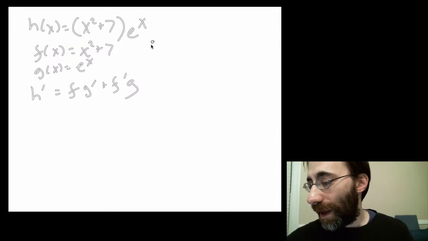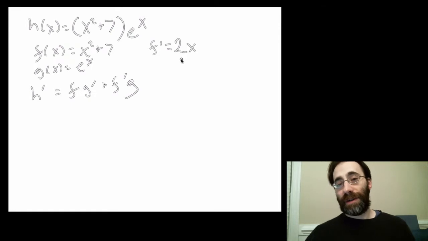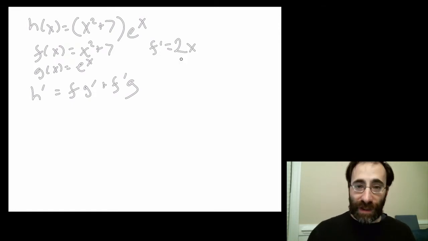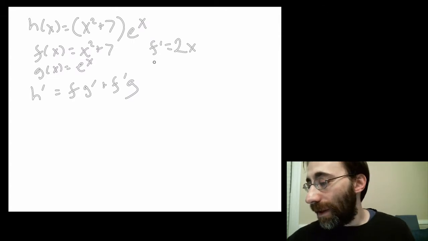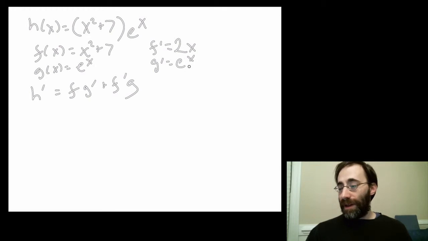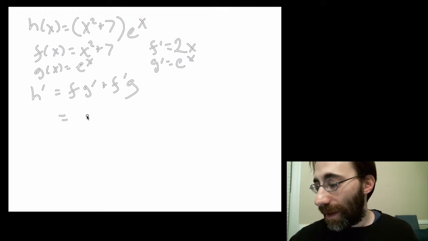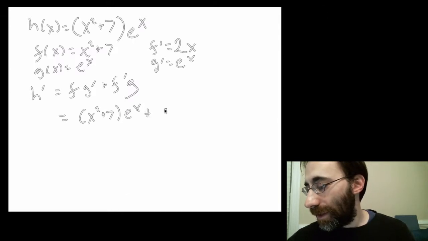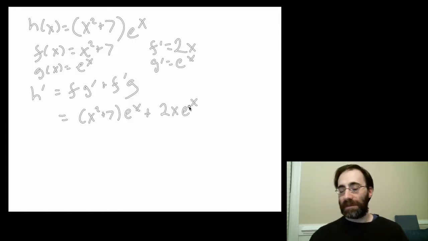So we need f prime, which is 2x plus 0. Right? The derivative of x squared is 2x. The derivative of a constant is 0. g prime is equal to e to the x again. So we can plug that in and get (x squared plus 7) e to the x plus 2x e to the x. And we're done. That's the product rule, right?